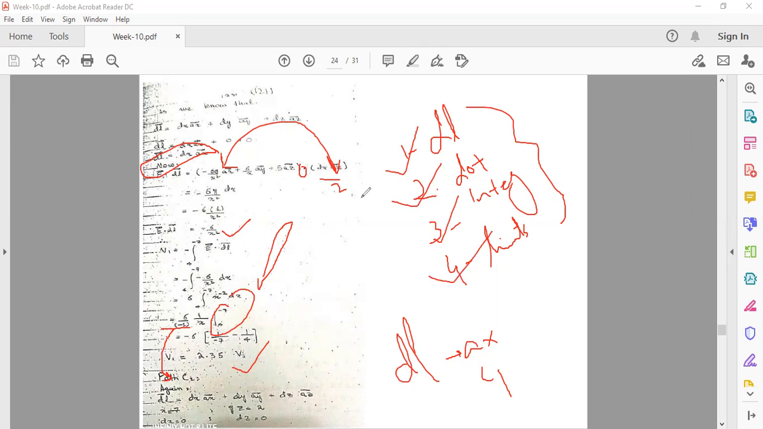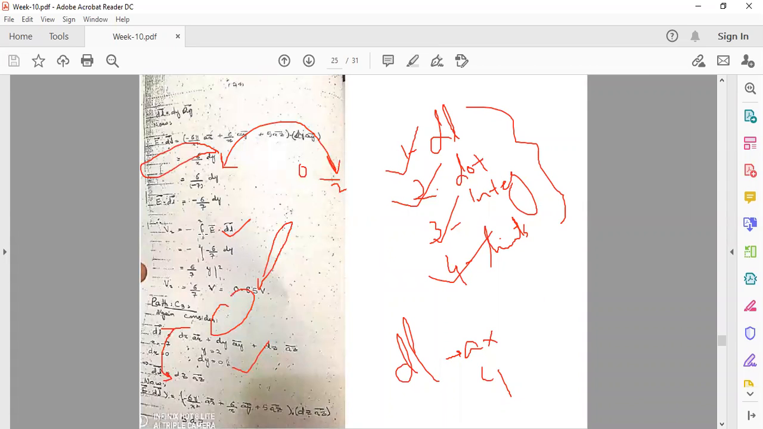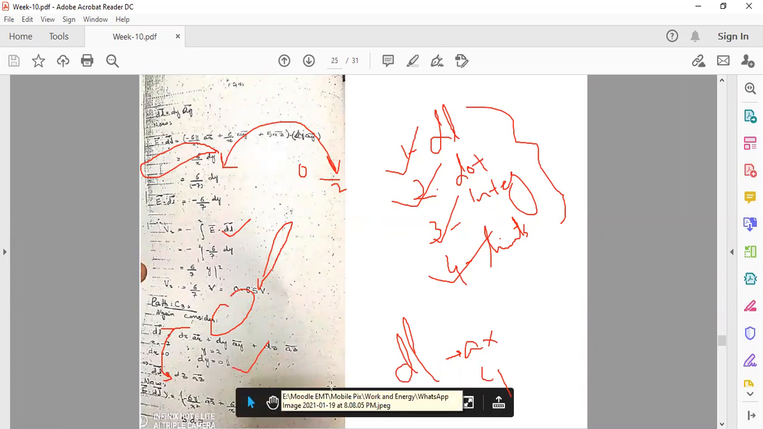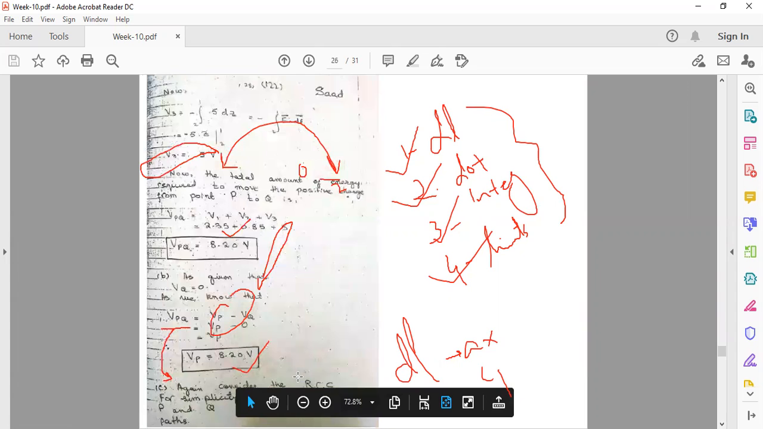The same is the case with path C2. Now dL is along aY because the only change is observed in the y portion. So this is along aY, then the dot product, integration, and then putting the values, we will get 0.85. Now for the path C3, dL is along aZ because the changes occur along aZ only. So dot product and integration, and then putting the limits, you will get this 3.